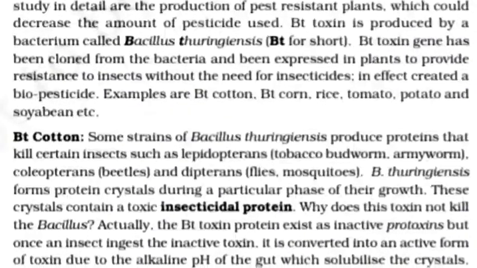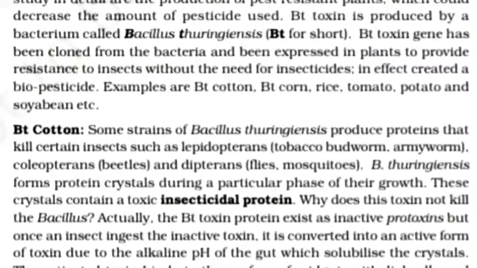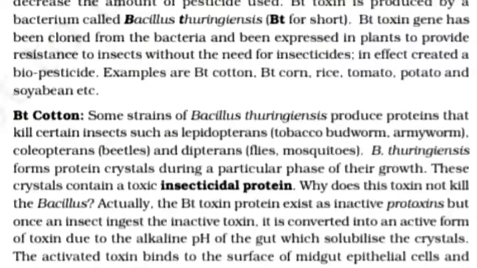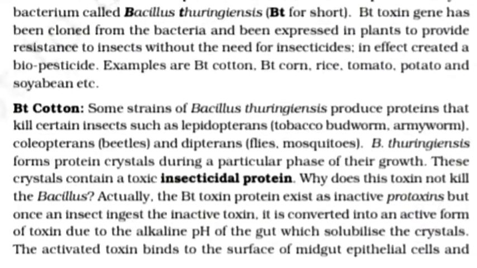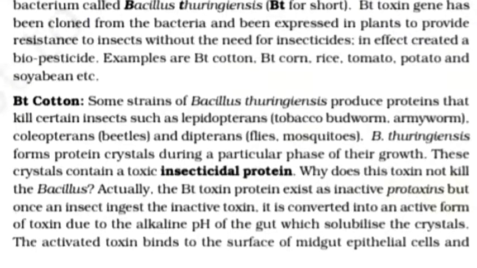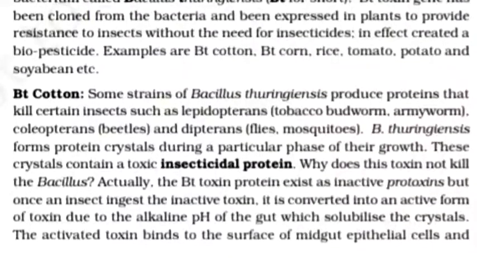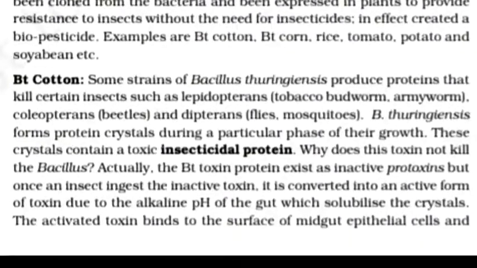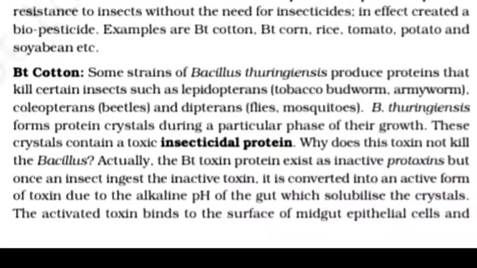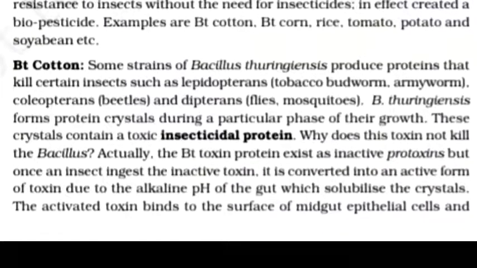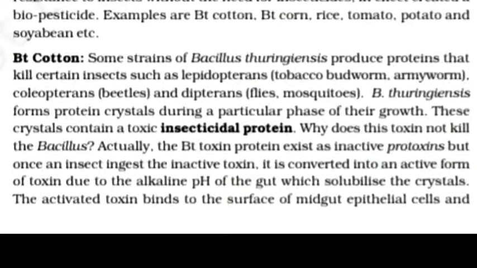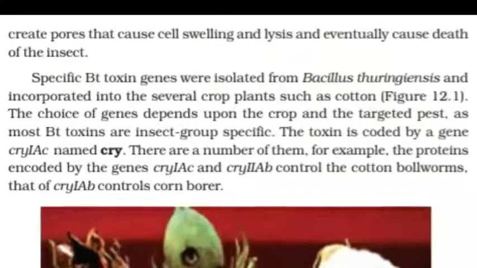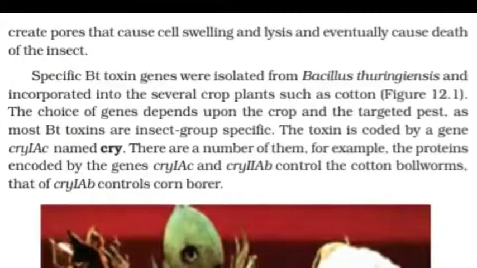insecticidal protein. Why does this toxin not kill the bacillus? Actually, the Bt toxin protein exists as an inactive protoxin, but once an insect ingests the inactive toxin, it is converted into an active form of toxin due to the alkaline pH of the gut, which solubilizes the crystals. The activated toxin binds to the surface of the midgut epithelial cells and creates pores that cause cell swelling and lysis and eventually cause death of the insect.